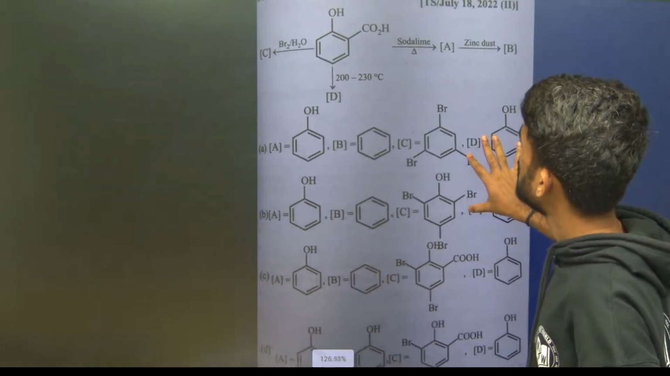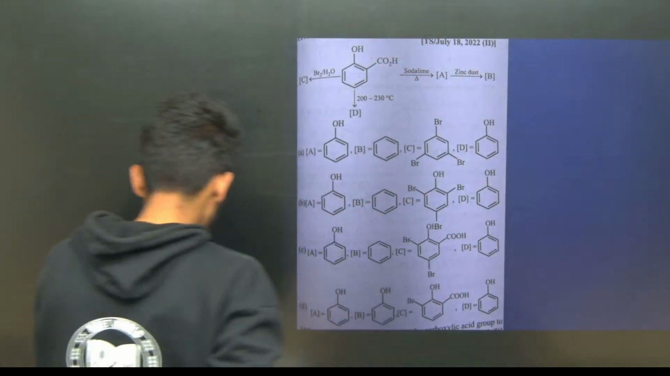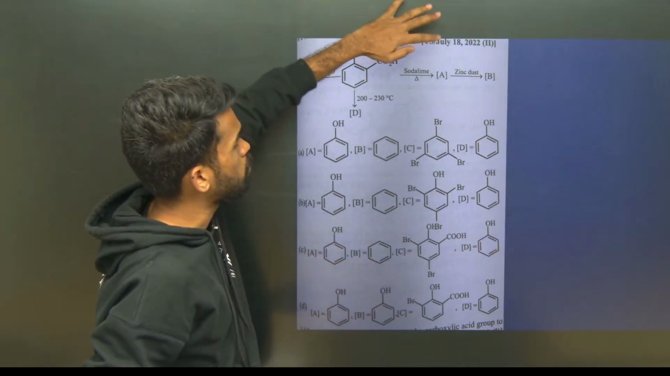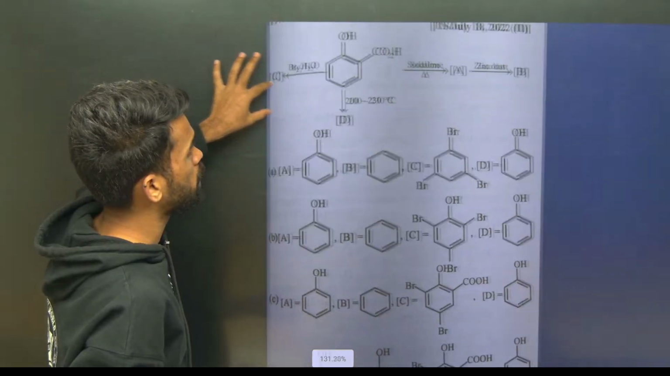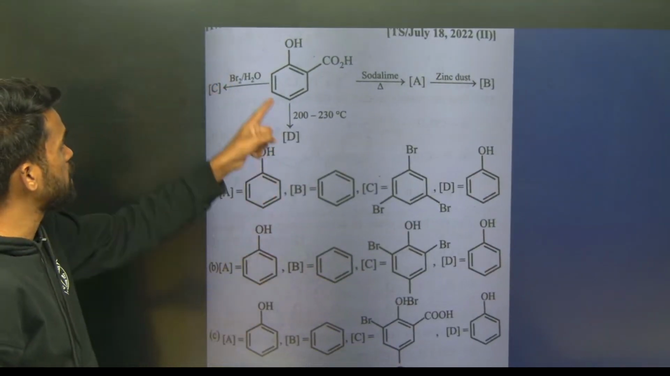Yeah, look at this question again. So we have a compound here. This compound has to be treated with soda lime, so that we are going to get A, again followed by treating with zinc dust gives B. Okay, what is A, B, and this side C, D.